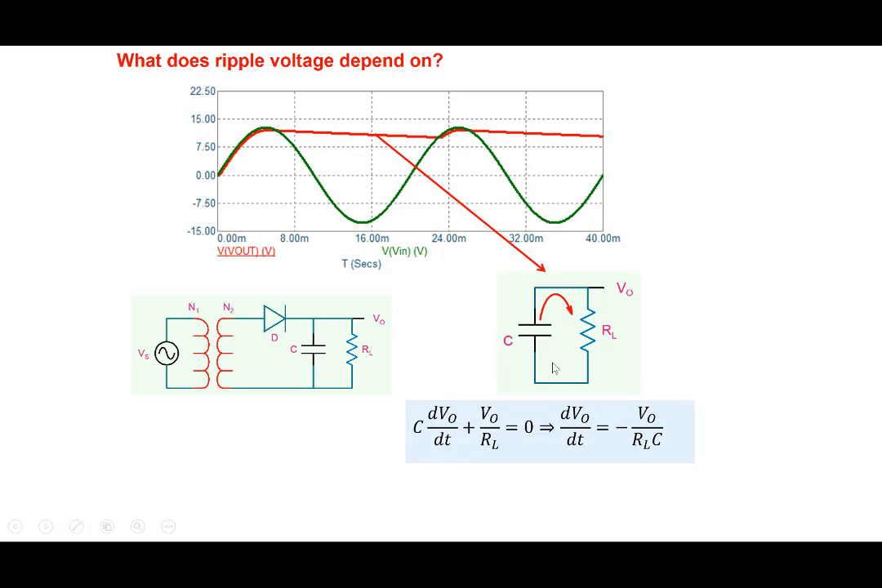If we look at the equation here, if we just do a KVL at this particular point, C dV naught by dt plus V naught by RL equal to 0, or dV naught by dt is equal to minus V naught by RLC. And therefore the equation is very simple. V naught is Vm, as we have seen earlier in RC circuits, Vm multiplied by e to the power minus t by RLC here. So that's how the capacitor is discharging through RL here.